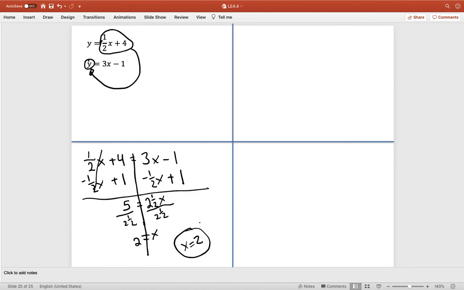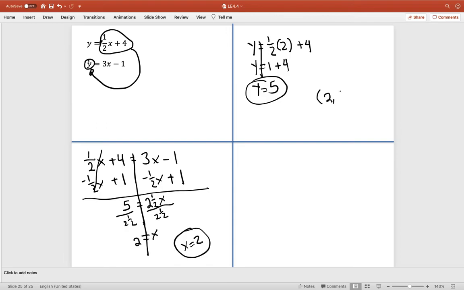Now I'm going to do the same thing that I would do with any kind of systems problem. I'm going to go ahead and plug the value x equals 2 into one of the equations and solve for y. So let's go ahead and do that. I'm going to go ahead and use the top equation. So I have y equals 1/2. I know my value of x is 2, so I'm going to replace x with 2 plus 4. Okay. Half of 2 is 1. 1 plus 4 is 5. y equals 5.